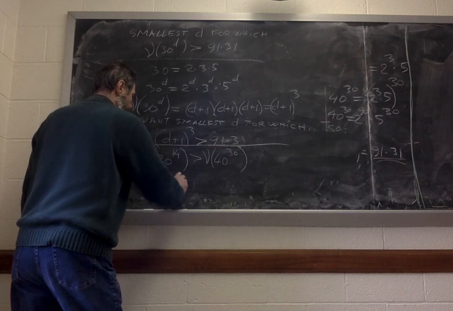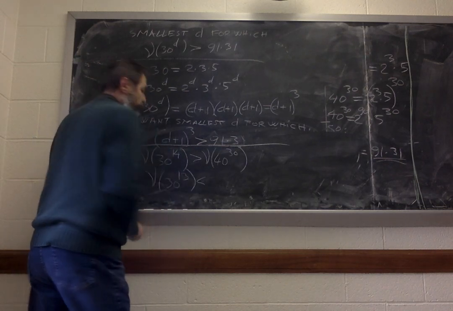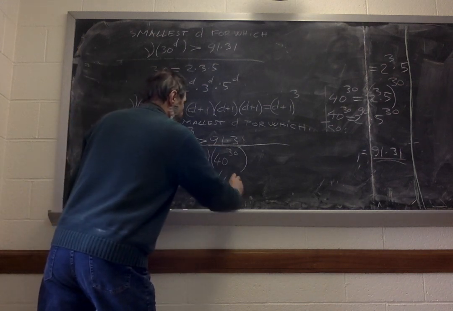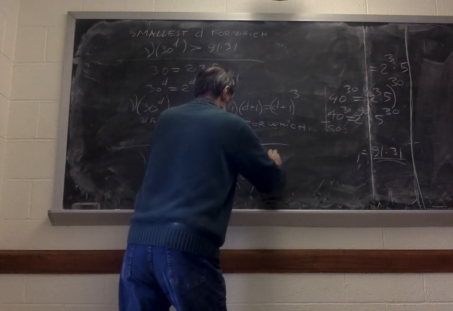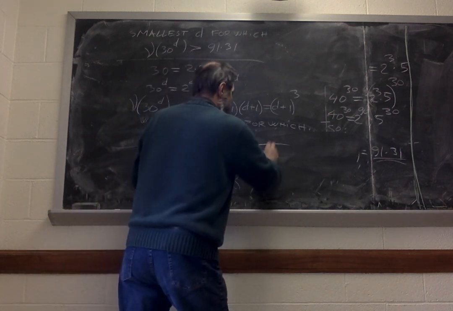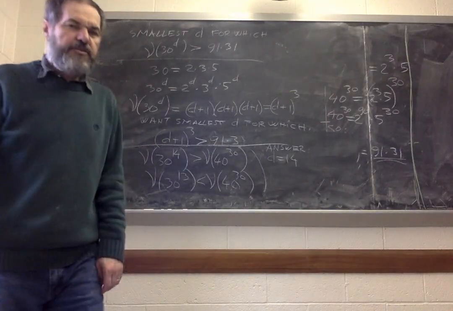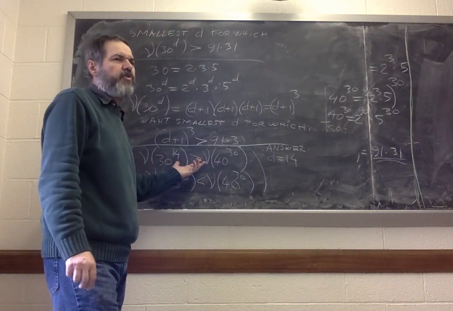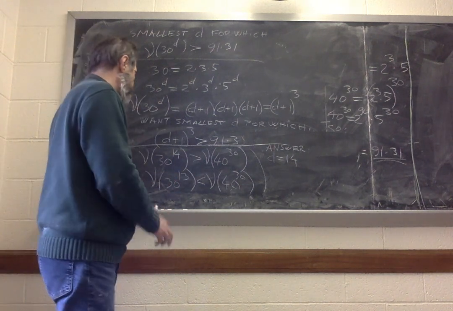Then 30 to the 13 is less than this number. So then, after checking this, we can conclude that actually the answer d is 14. But I can kind of trust you that this is right, because this was close enough. If you put a 13, you can redo the computation, you can check.